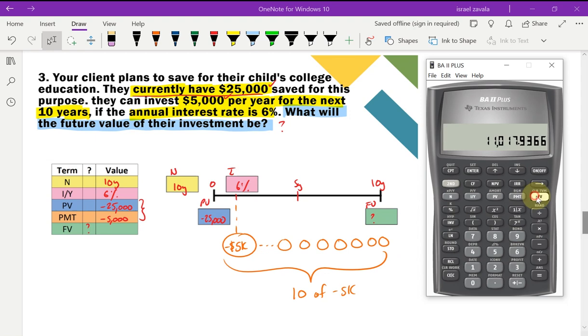Okay, let's put this into our financial calculator. We're going to second clear our time value of money. So number of years, we have 10 years. We have a 6% interest rate. We have a present value of negative 25,000. Our payments are negative 5,000. We're making payments, so they're negative. So now we're going to compute the future value, and we're going to get 110,675 and 17 cents.